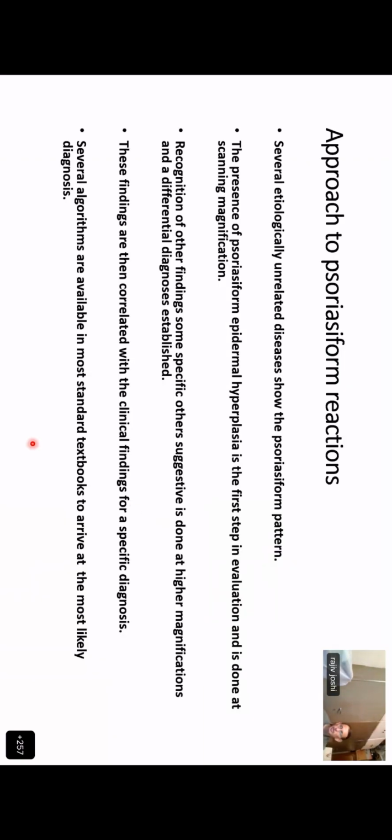So how do we approach psoriasiform reactions? You can get several etiologically unrelated diseases which show the psoriasiform pattern. The presence of psoriasiform epidermal hyperplasia is the first step in evaluation and is done at scanning magnification. Once you have determined that this shows psoriasiform hyperplasia, then you start looking at higher powers to recognize other specific and suggestive findings, and you can establish a differential diagnosis. These findings are then correlated with the clinical findings for a specific diagnosis. Now, several algorithms are available. I showed you one of them in most standard textbooks to arrive at the most likely diagnosis.